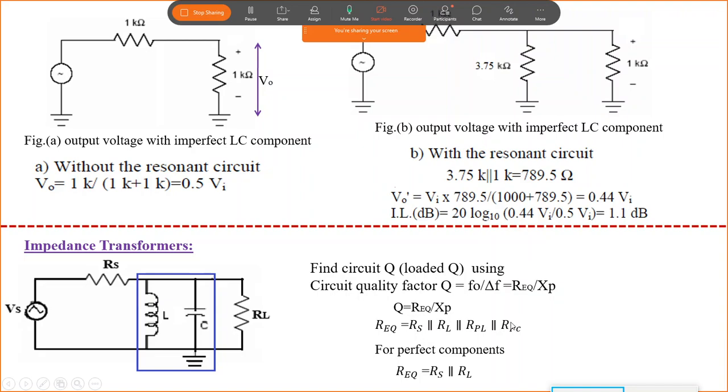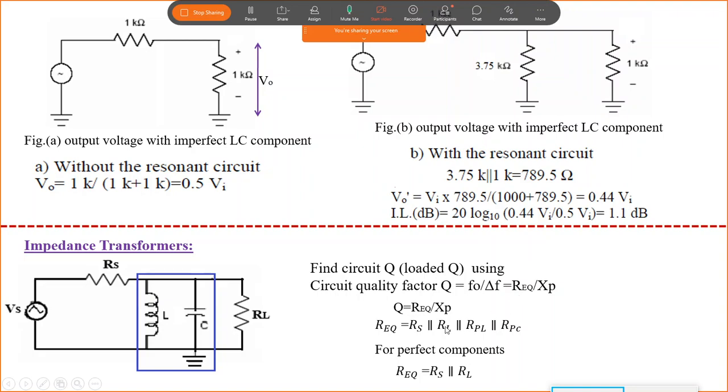Okay, so that is for imperfect components, whatever I have written. Anyway, what we can see from this equation is that the quality factor of a resonator depends on Req, and this Req depends on all these four resistor values: Rs, RL, RPL and RPC. So the lesser the value of Req, the lesser the value of the quality factor. If Req reduces, the quality factor also reduces, that is correct from this equation.